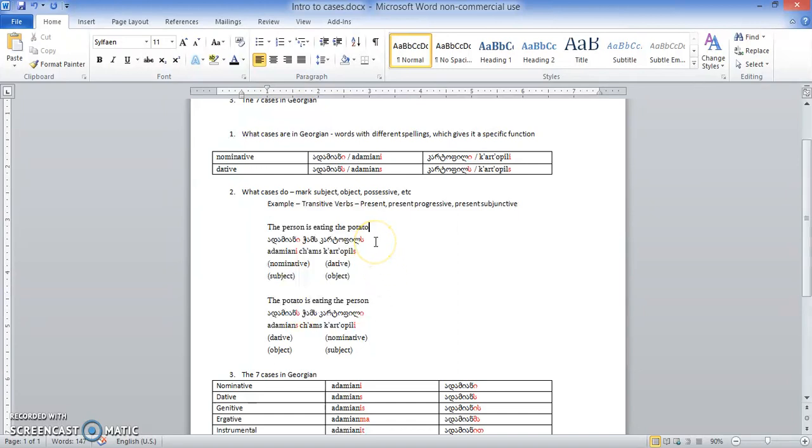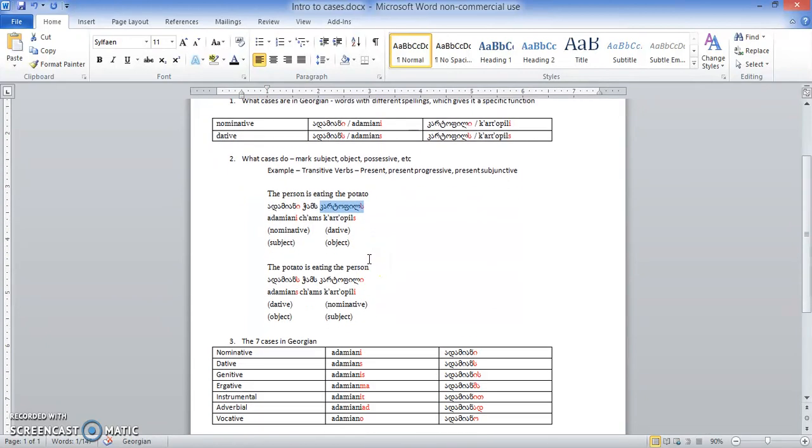So going back to the person is eating the potato, we say adamiani, which in this case is nominative, and with this specific type of verb, it's a transitive verb in the present progressive and the present subjunctive. That may sound like a lot of grammar, but just for future reference, if you need to come back and figure out what verb I was talking about, there it is. Anyway, in this case, the nominative marks the subject, so it's adamiani. Chams, which is eats or is eating. Kartopils, so potato is in dative case.